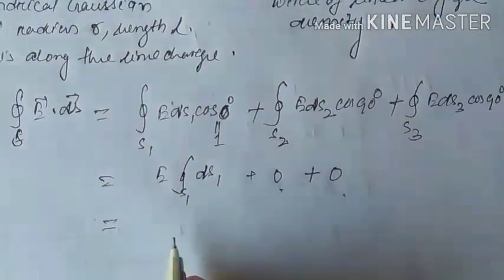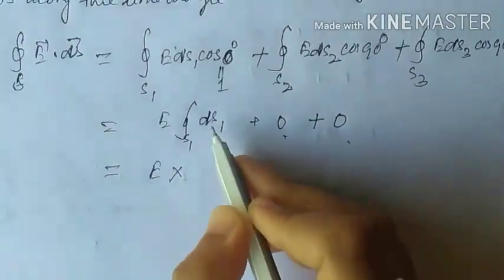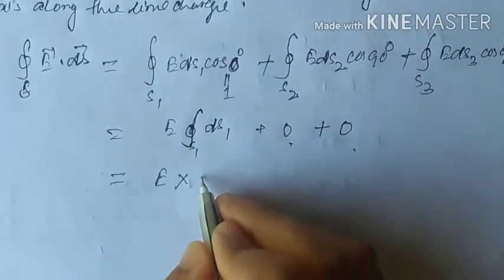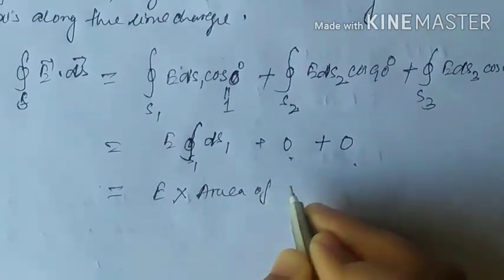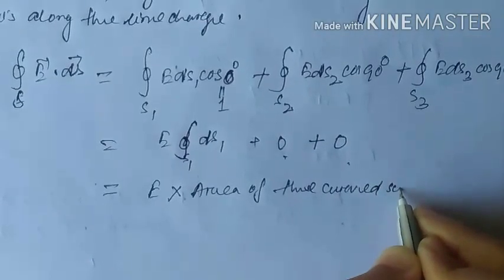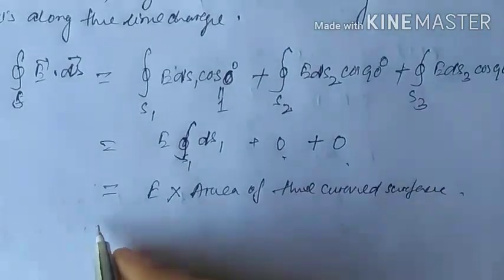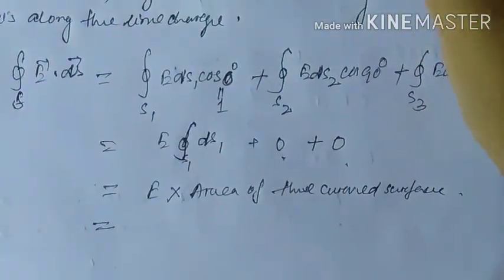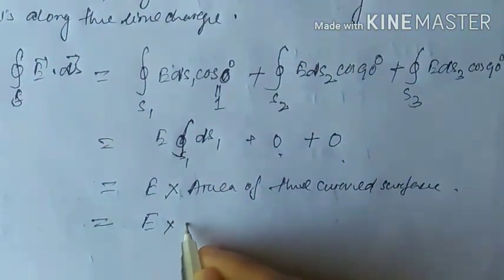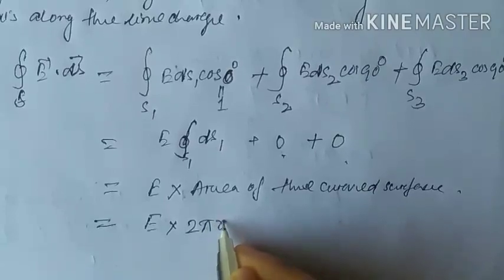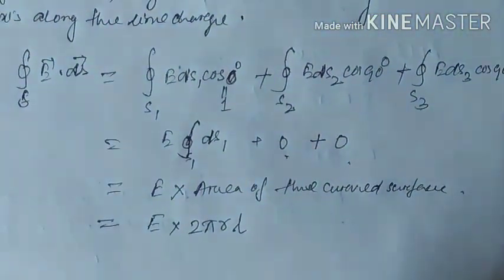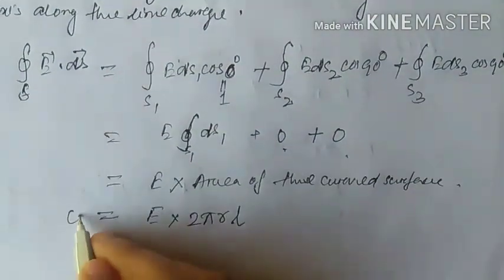So the final result what we are getting, E into the area of the curved surface, right? So area of the curved surface of the cylinder is equal to how much? We know that is 2 pi r into height, I mean L. So E into 2 pi RL.